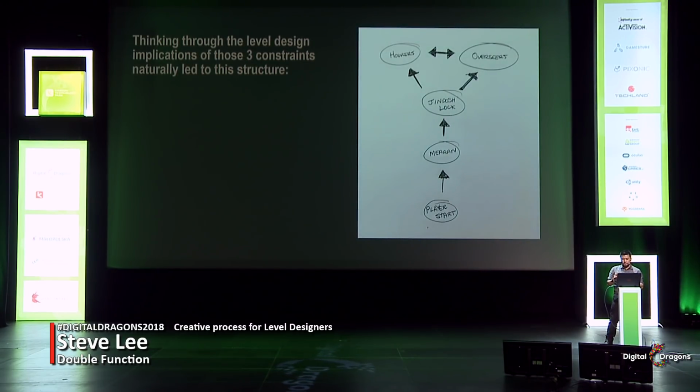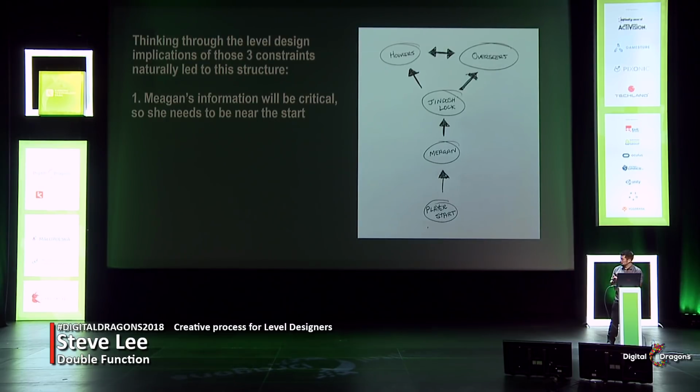So after thinking through the level design implications of those three constraints, I remember drawing a diagram that looks a bit like this one, and those constraints naturally led to this kind of structure. It shows the players start at the bottom, and the first thing that the player encounters structurally is Megan. And then the next thing is the Jindosh lock, and then after that there is a choice between two factions and a connection between the two in a kind of loop.